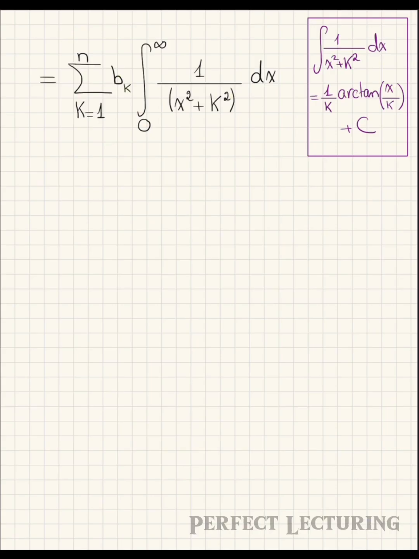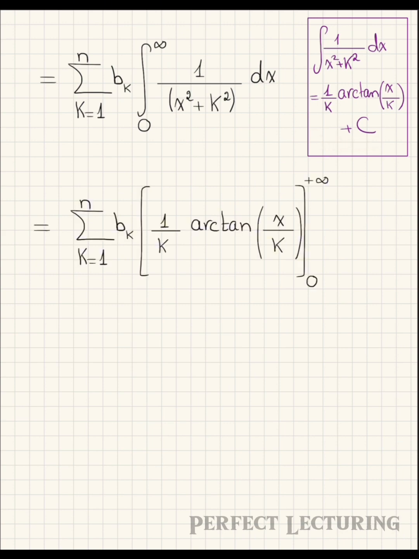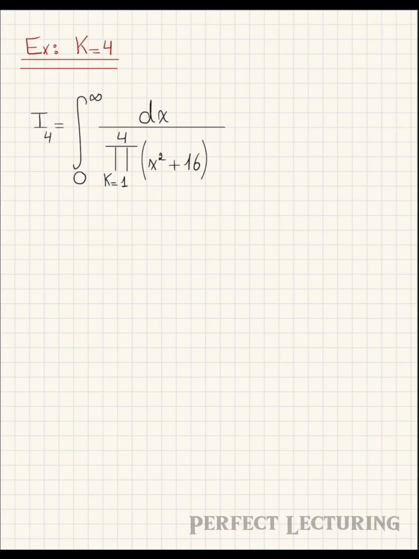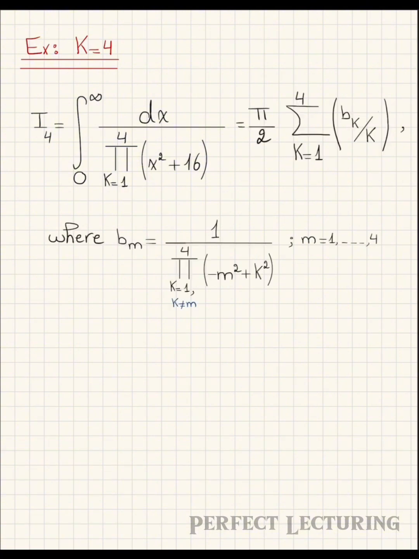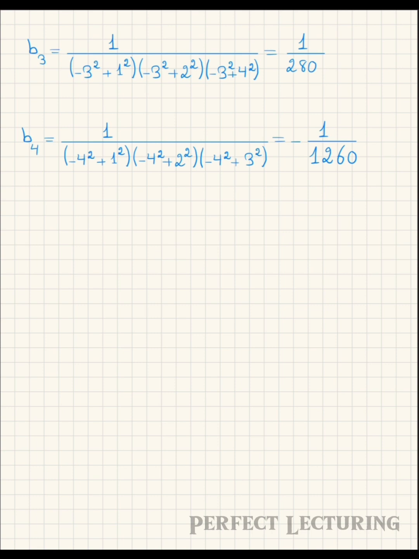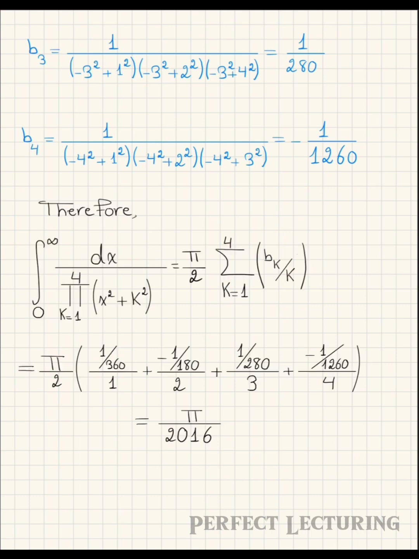In order to solve our integral, we have to use this formula. So it's 1 over k arctan of x over k, which is this, and thus we got our final answer. I will do a particular case where n is equal to 4. Let us use the formulas that we derived. So it is equal to pi over 2 times this sum, and we can simply find all the bk's. These are b1 and b2, as well as b3 and b4, and our final answer is pi over 2016.